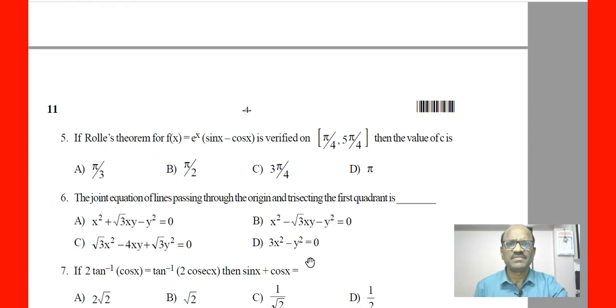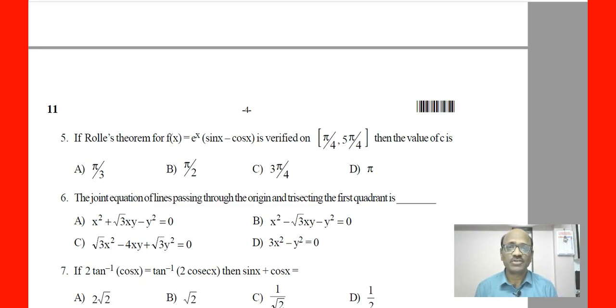Question number 5. If Rolle's theorem for f of x equals e raised to x in bracket sin x minus cos x is verified in the closed interval pi by 4 to 5 pi by 4, then the value of c is. Now here is again an example from the textbook.